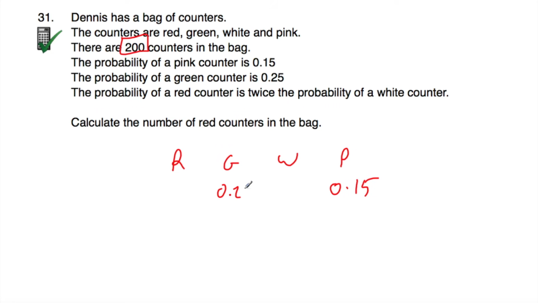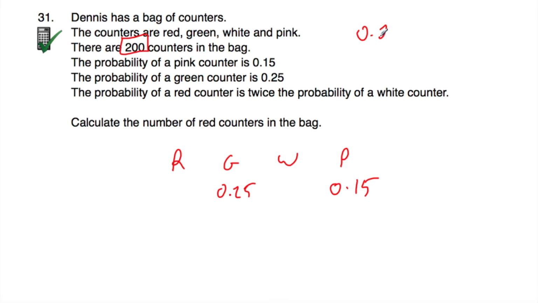And then we're told the probability of a red counter is twice the probability of a white counter. So this probability is twice this probability, because it's twice as likely to pick a red counter than a white one. So let's actually find those two probabilities, because if we add together the probabilities for green and pink, that'll tell us the probability of it landing on green or pink. And then if we take that away from 1, we'll know what's left for the other two probabilities.